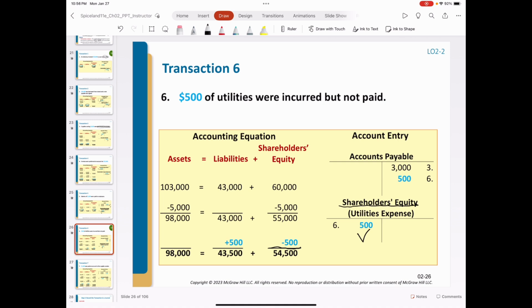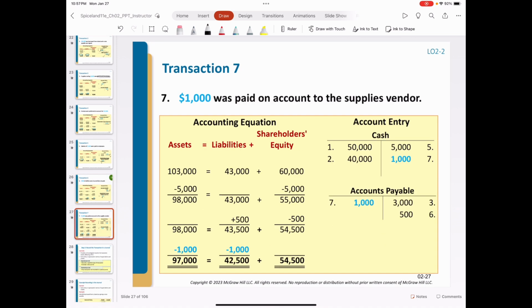This is a pending payment, so we will recognize a liability. This is a liability to the utility company. Yeah, liability increases, accounts payable, we credit liability. So in this transaction, we recognize the expense and a liability. Two accounts, one debit and one credit.